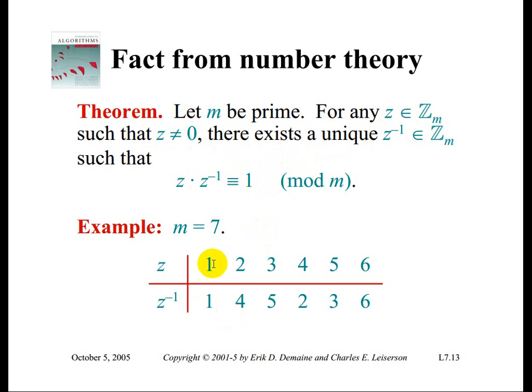What that means is, look at this number 1. 1 times 1 is 1 modulo 7. If m is 7, z prime is 1. If it is 2, the number should be 4, because 2 times 4 is 8, modulo 7 is again 1, and so on and so forth. One interesting thing is that you see this is kind of symmetric, because 2 and 4, 3 and 5, etc. That kind of shows up. So you know this by number theory.